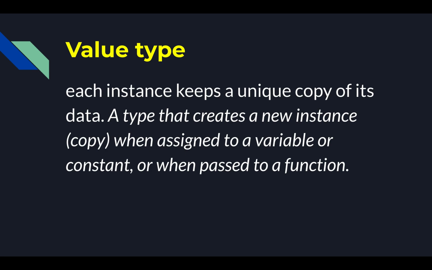So, whenever you are asked what a value type is, you must remember a unique copy of data. So, in a value type, each instance keeps a unique copy of data. It is a type that creates a new instance when assigned to a variable or constant or passed to a function. So, a unique copy of the data is created here.